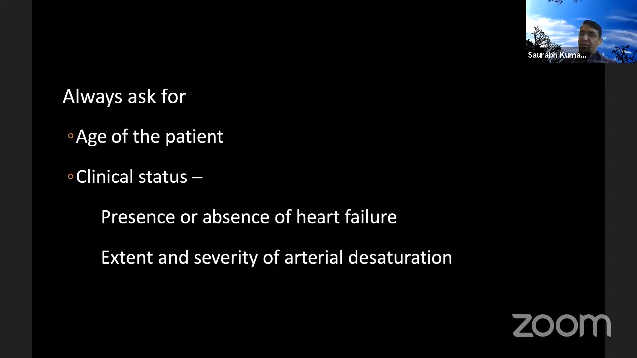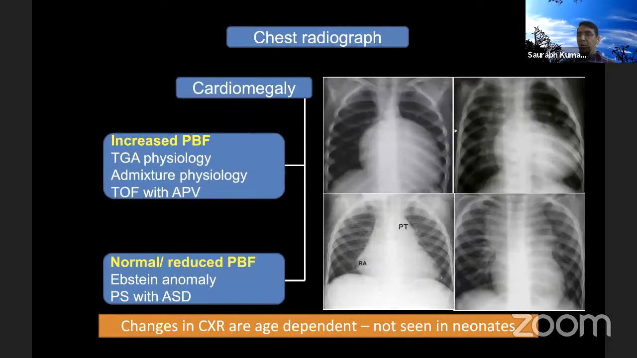And before we analyze ECG and X-ray, like for any other thing, always ask for the age of the patient and clinical status, whether or not the patient has heart failure, what is the extent or severity of arterial desaturation if the patient has arterial desaturation. And this is important. How? Because cardiomegaly in a patient with cyanosis has a different meaning, and in a patient with minimal or no cyanosis has a different meaning.